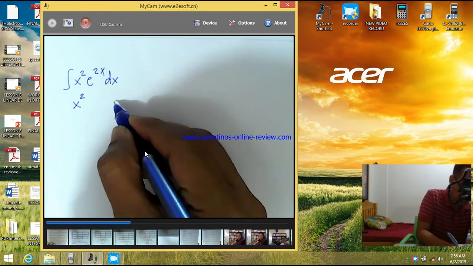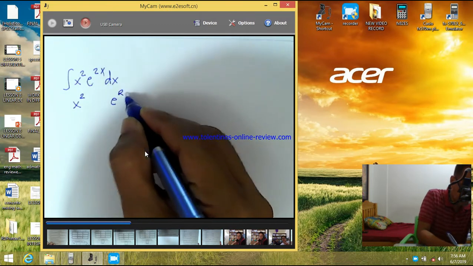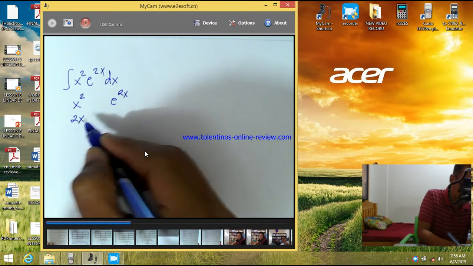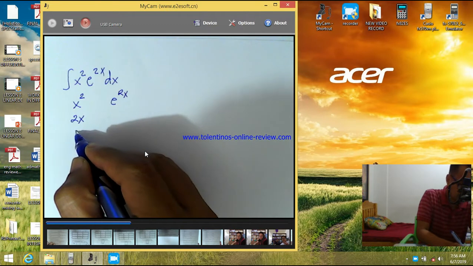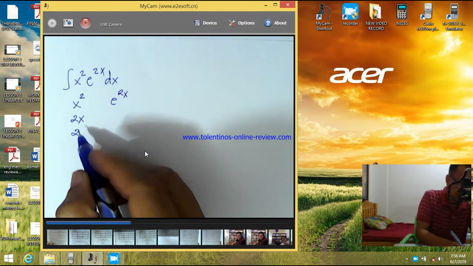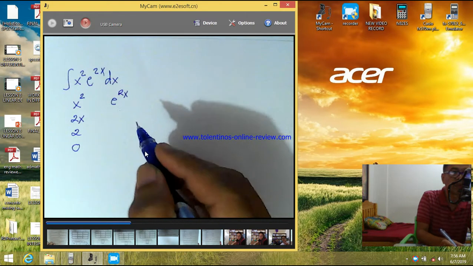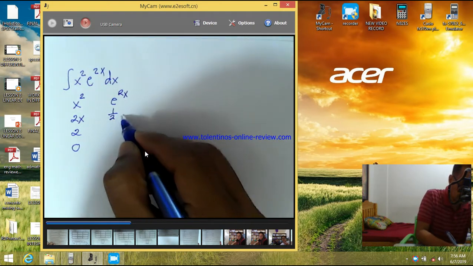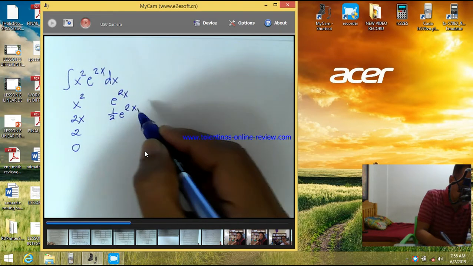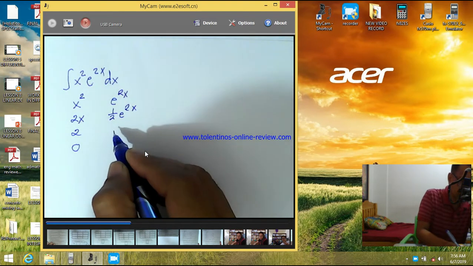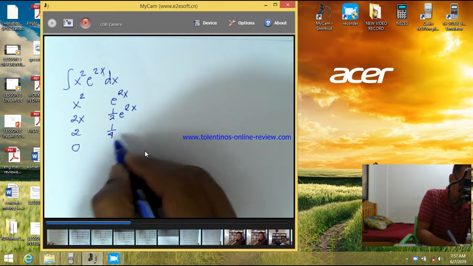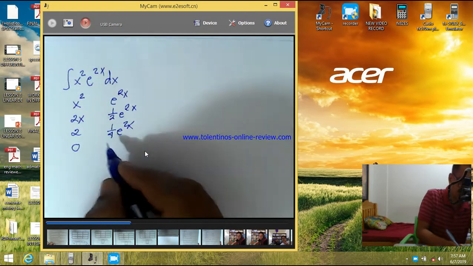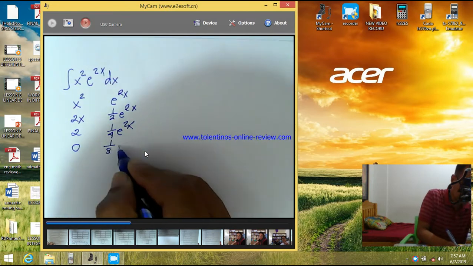Put x squared there and e to the 2x there. Get the derivative of x squared, that is 2x. Get the derivative of 2x, that is 2. Get the derivative of 2, that is 0, and stop there. Get the integral of e to the 2x, that is 1/2 e to the 2x. Get the integral of 1/2 e to the 2x, that is 1/4 e to the 2x. And get the integral of 1/4 e to the 2x, that is 1/8 e to the 2x.